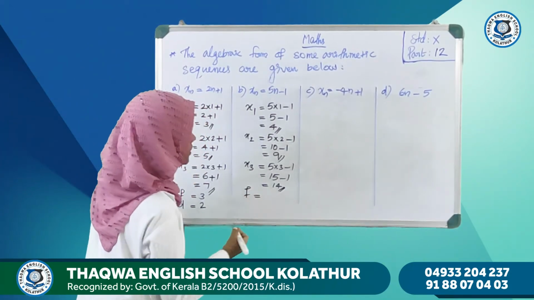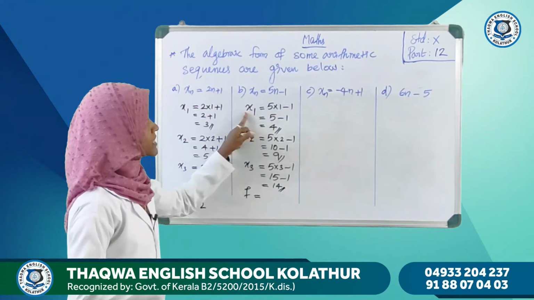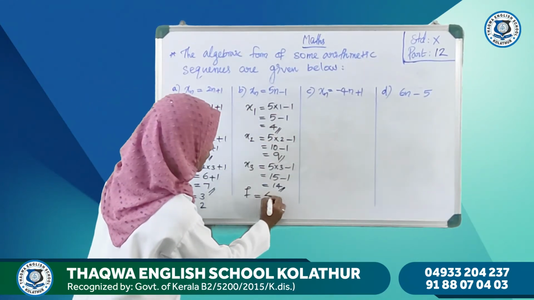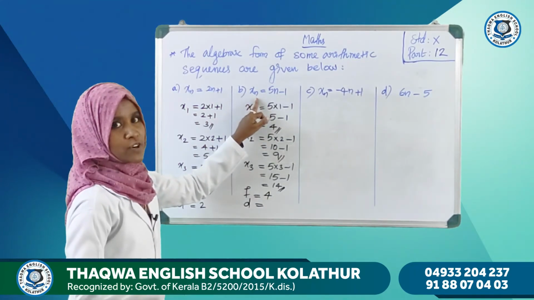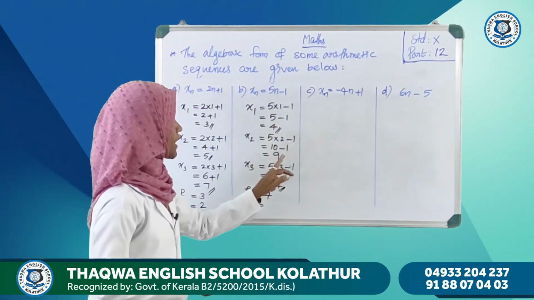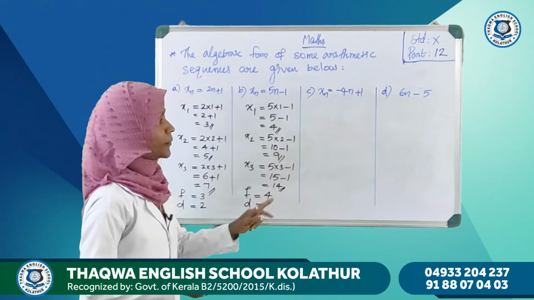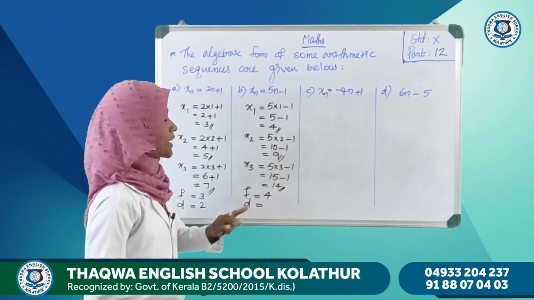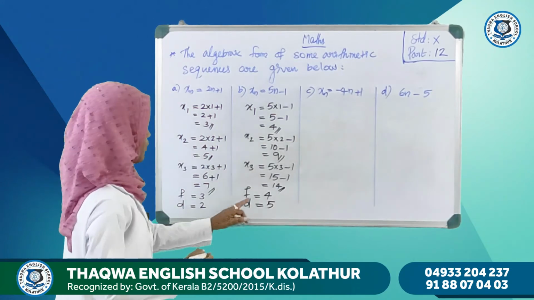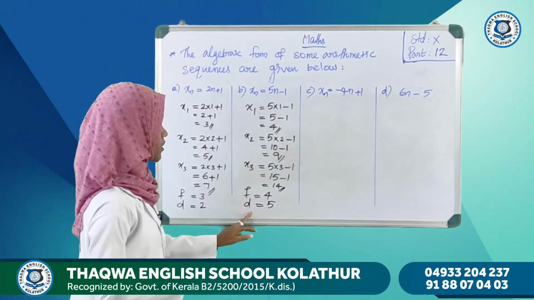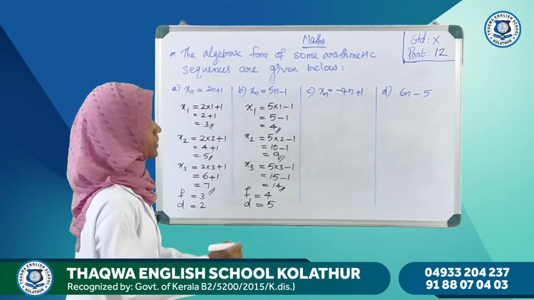What is the first term? First term is x1, that is 4. Common difference of this sequence 4, 9, 14, etc. 4, 9, 14. So 5. First term is 4, common difference is 5.